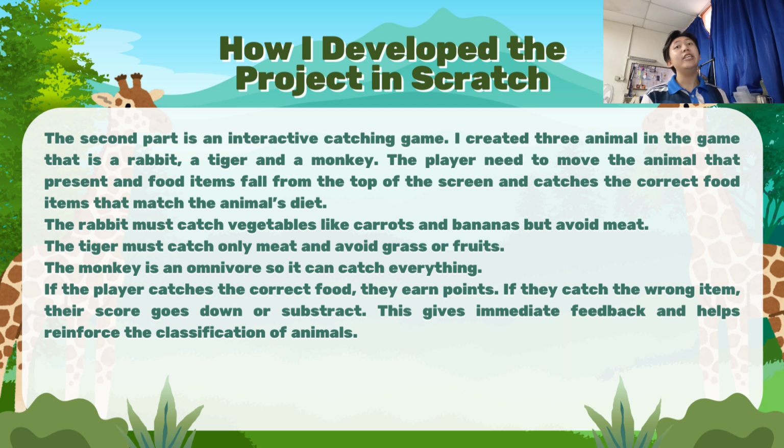Lastly, the monkey being an omnivore can catch everything. So you can get full points and many points with this animal, the monkey, because it can eat any food, plants or meat. If the player catches the correct food, they will earn the prize. If they catch the wrong one, their score will go down. This is the instruction for this game. It gives immediate feedback and helps reinforce the classification of the animals.